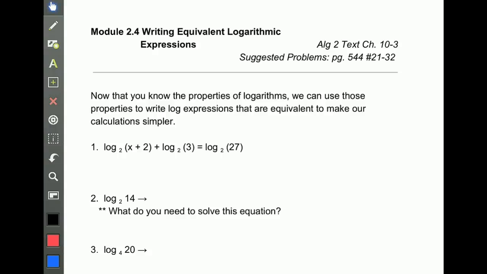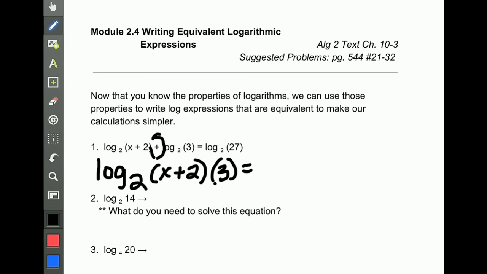So let's start with number one. So number one, we've got an expanded equation, right? We've got log base 2 of x plus 2, plus log base 2, same base again, of 3 equals log 2 of 27. So we've got same bases going on. That helps us a lot when things are the same base. So now we can condense that back down. And since we have addition here, that's going to tell us that we're multiplying. So we would have log 2 of x plus 2 times 3 equals the log 2 of 27.